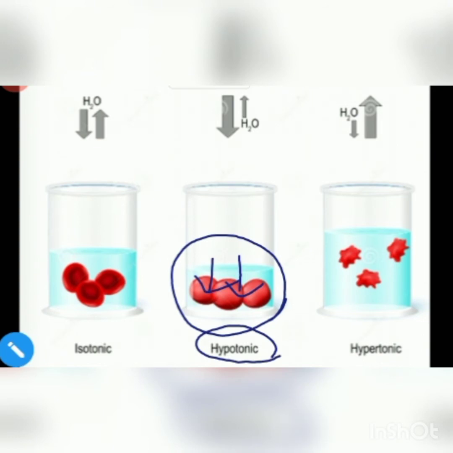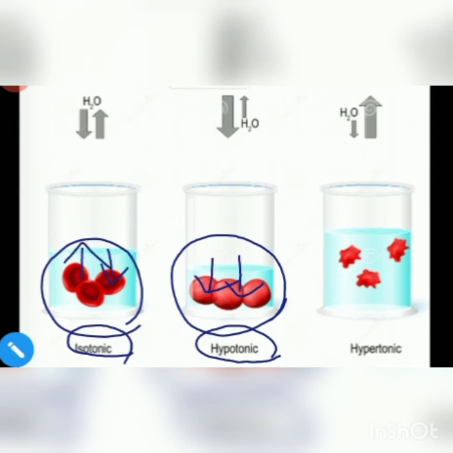Now, what will happen if the medium or the outer solution has exactly the same water concentration as the cell? Such a solution is said to be isotonic, and movement of water will be taking place inside and to the outside at the same rate. As a result, the size of the cell will remain the same. That is, the amount of water entering the cell will be equal to the amount of water going outside. So, the cell size will remain the same.